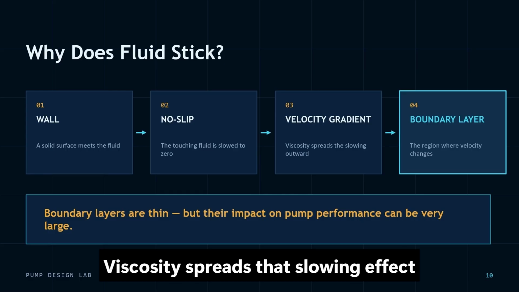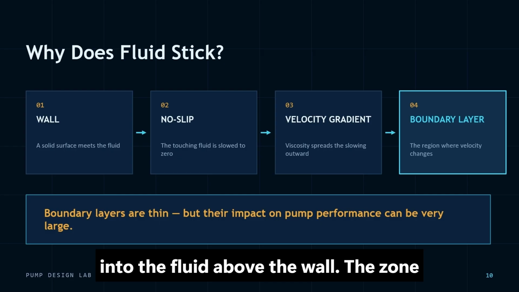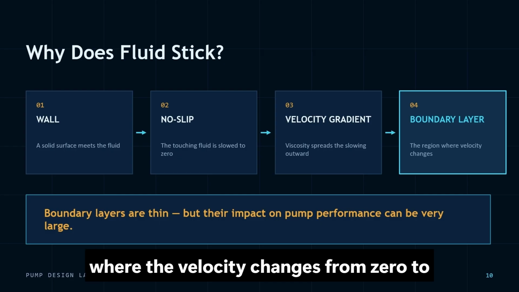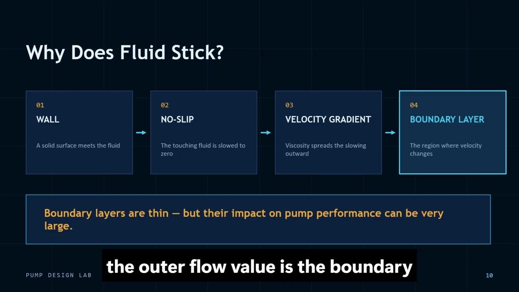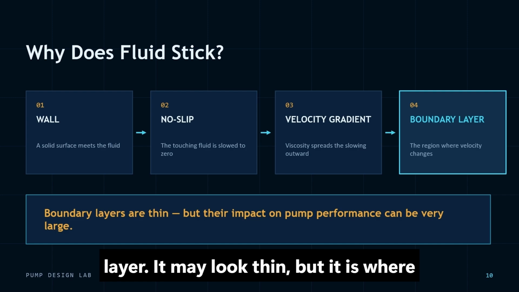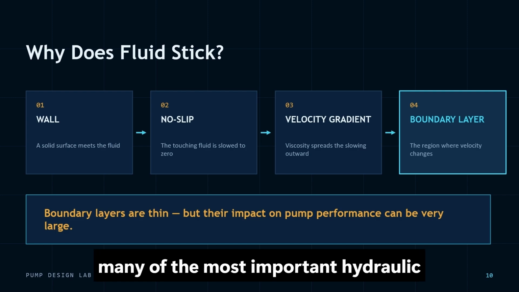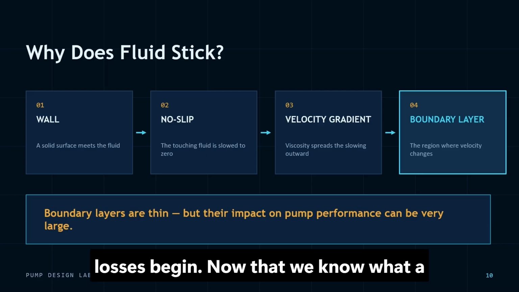Viscosity spreads that slowing effect into the fluid above the wall. The zone where the velocity changes from zero to the outer flow value is the boundary layer. It may look thin, but it is where many of the most important hydraulic losses begin.